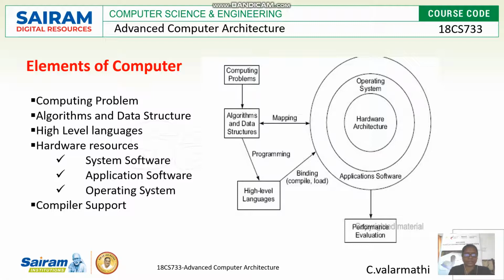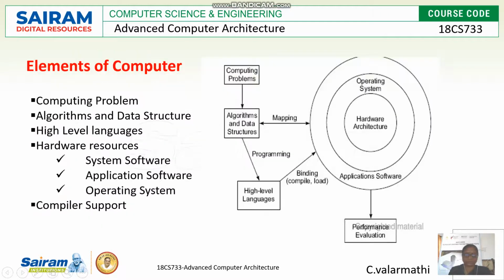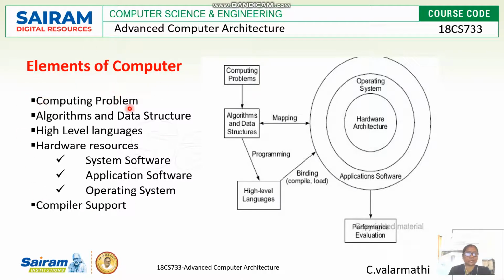Whenever we take the elements of a computer, what we know as of now is the hardware part and the software part, with the operating system in between. Apart from these basic and primary elements of a computer, we have a list of elements of computer. What are those? Computing problem, algorithms and data structures, and high level languages. And when we take hardware resources, these come under 3 different categories: system computers, system software, application software, and operating system.